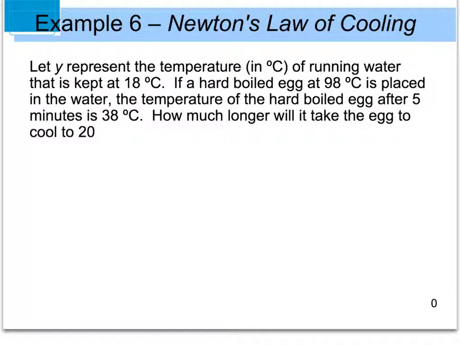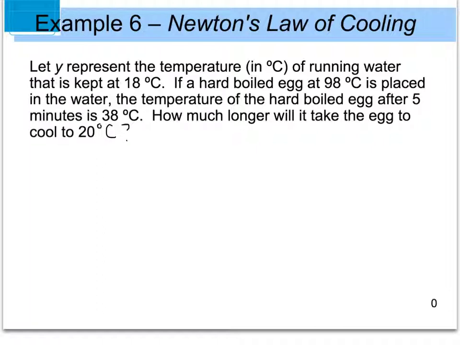So when we look at example 6, it says let y represent the temperature measured in degrees Celsius of running water that's kept at 18 degrees Celsius. So that's the water temp. If a hard-boiled egg, which is boiled at 98 degrees Celsius, is placed into that running water, the temperature of the hard-boiled egg after 5 minutes is 38 degrees Celsius. How much longer will it take that egg to reach a temperature of 20 degrees, and that should be 20 degrees Celsius, I apologize.